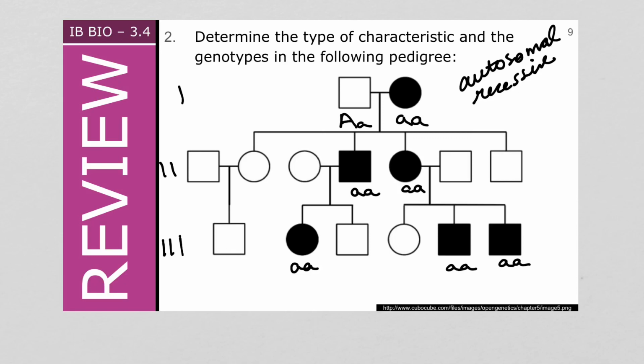And again, here would have to be a heterozygote. And here. This could be either. And so could this. This would have to be a heterozygote. This would have to be a heterozygote. Yep, autosomal recessive works.